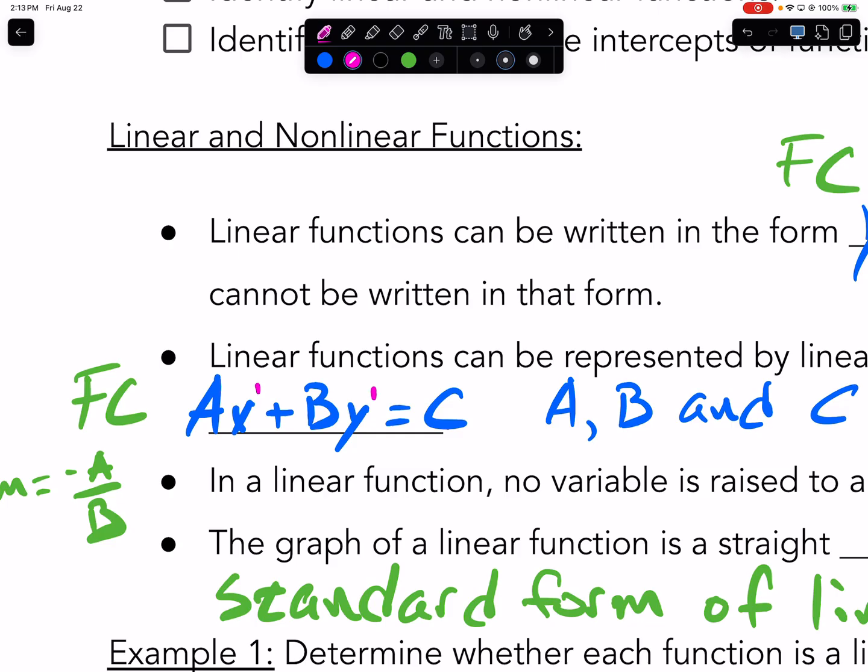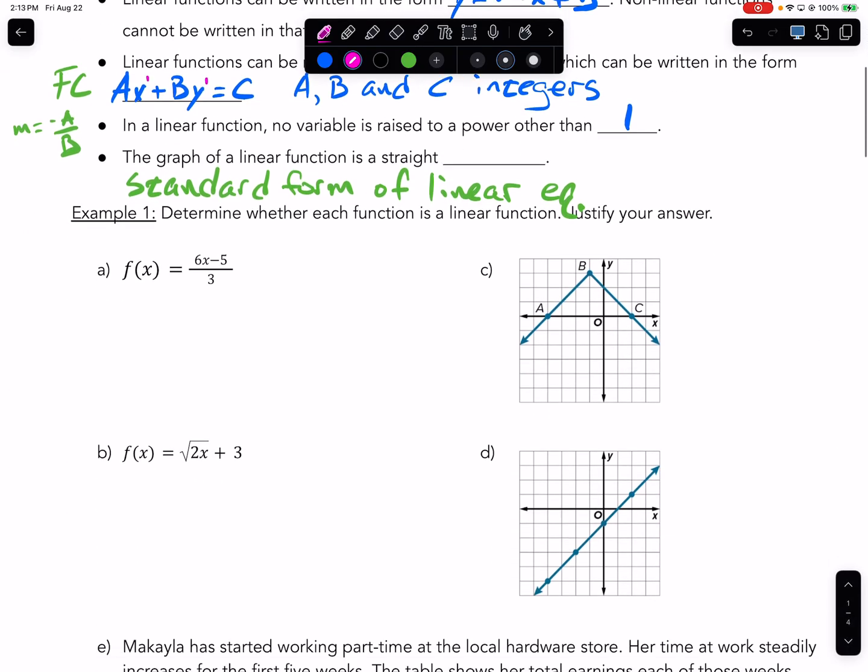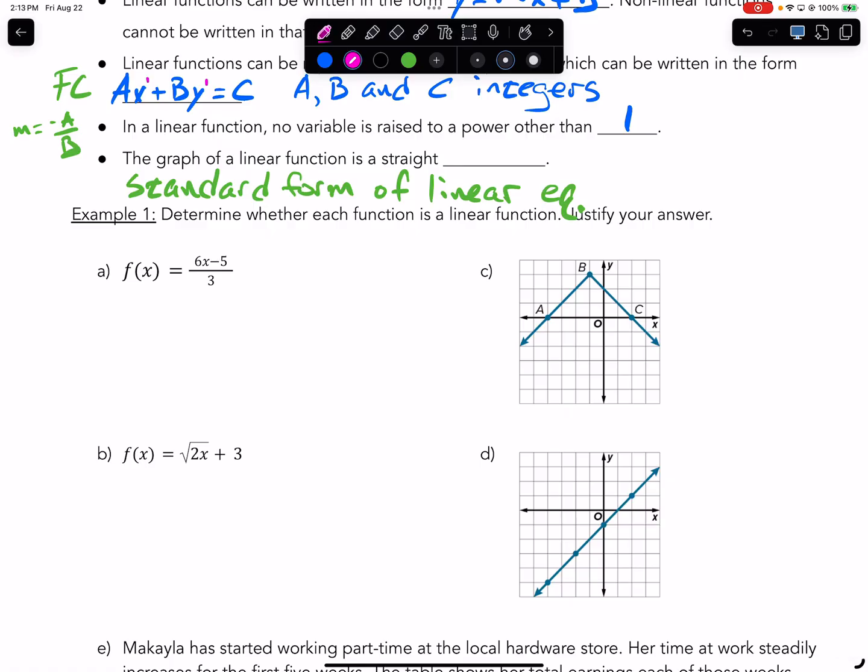Okay? So I put the little ones on the exponents so I know that it's going to be a linear equation, because it always has exponents of 1. So when I look at A, B, C, and D here, we're answering the question, is it linear or nonlinear? As we look at A right here, is that linear?